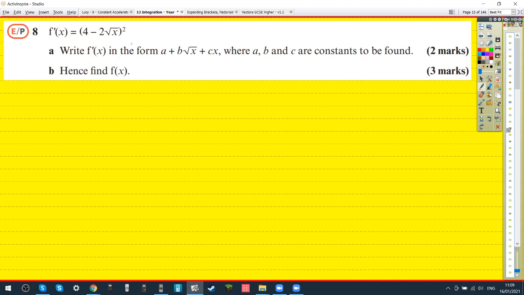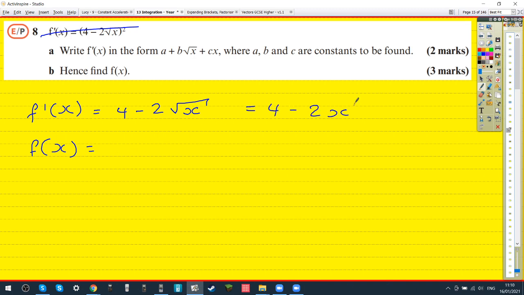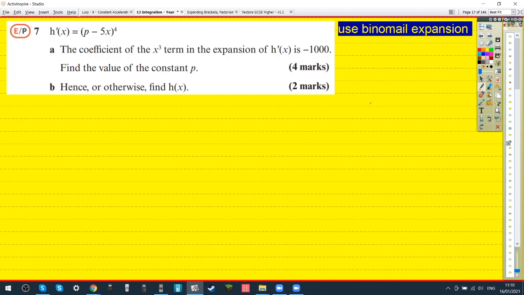I'm just going to imagine this squared thing wasn't here. What if it was just f dash of x equals 4 minus 2 root x? How would you get the f of x for that? Or how would you go about it? So could you write it out as 2x to the half? Correct. You could write that as 4 minus 2x to the power of a half. Yeah. You'll be fine for the rest of that. Don't worry about that.